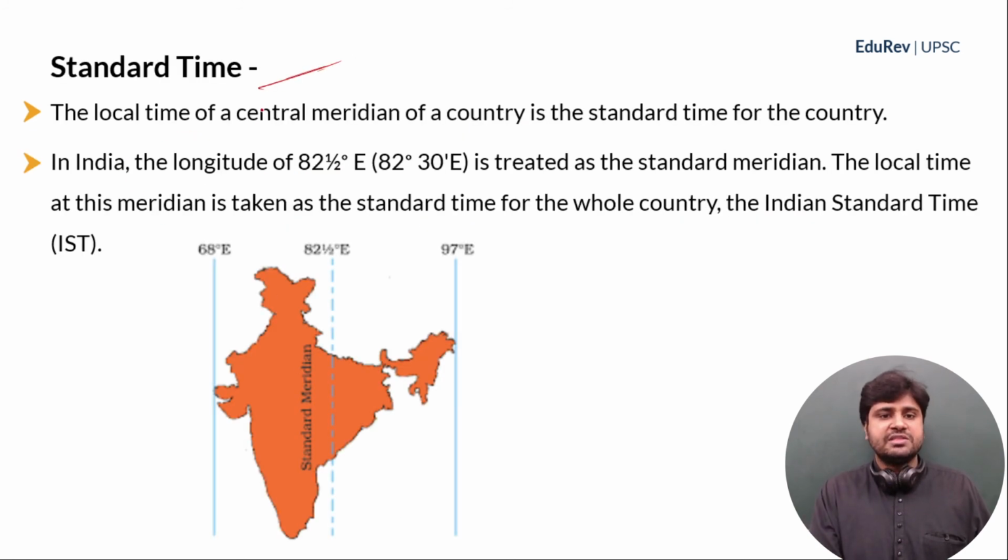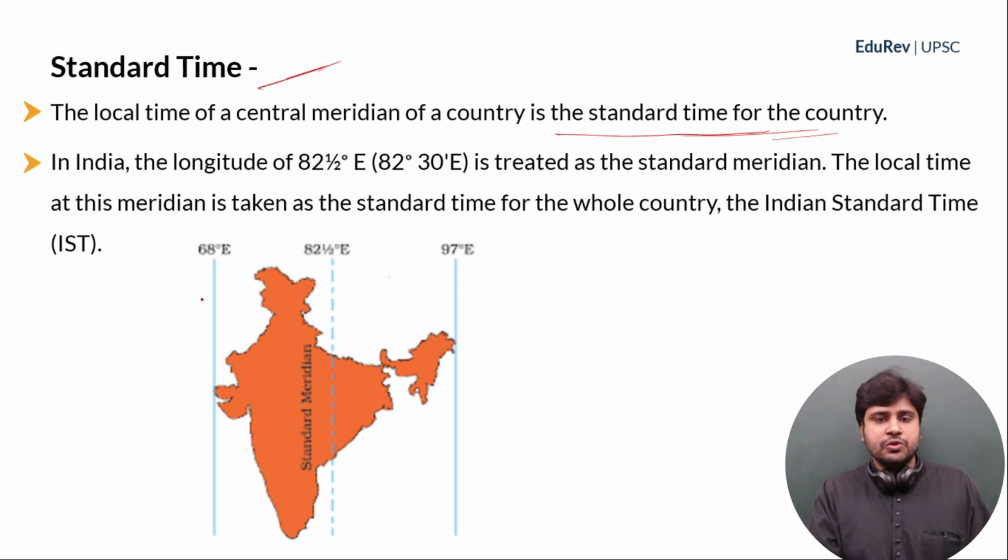Now, what is standard time? The local time of a central meridian of a country is taken as the standard time for the entire country. There is one thing you have to understand here. Through each country, many meridians pass. If you have many meridians, then at many places you have different times in the same country. It leads to a lot of confusion and chaos in communication, transportation, etc. So for the whole country, we need one time.